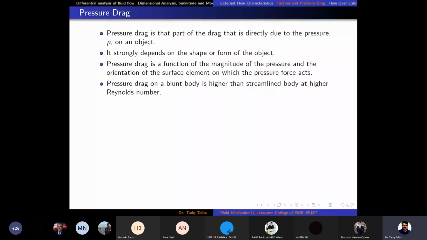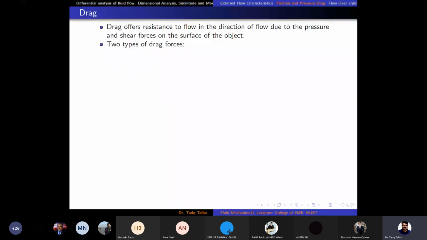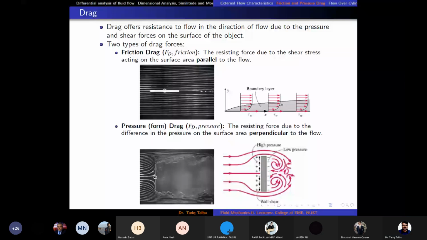Pressure drag on a blunt body is higher than on a streamlined body at a higher Reynolds number, because there is a flow wake region or flow separation region at the back end of the object, like here, because there is a low pressure region at the back end. And on the front we have got a higher pressure region due to the stagnation point. So that's why it would be higher.